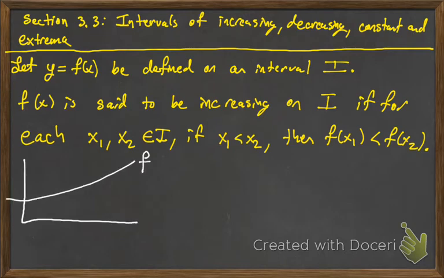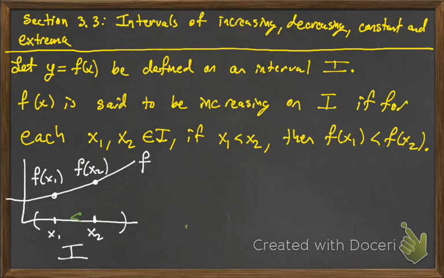So there's your function f, and you notice that it is increasing from left to right. So if you wanted to draw like a little skater or something on there, they are going uphill as we read left to right. Here's our interval I, here's our x1, here's our f of x1, here's our x2, and here is our f of x2. Okay, so x1 is less than x2, and f of x1 is less than f of x2.